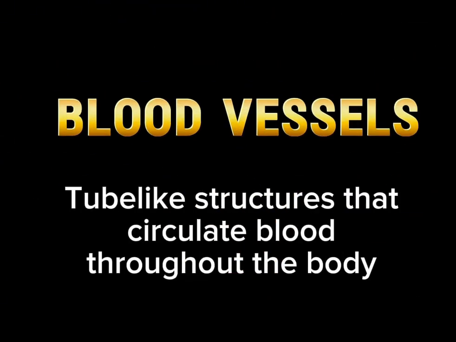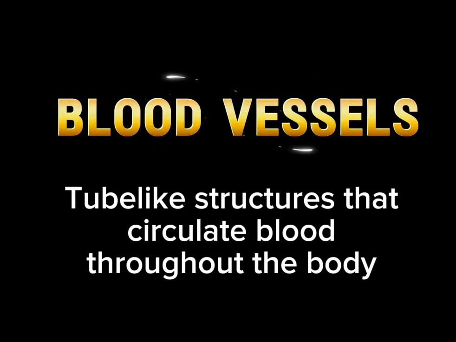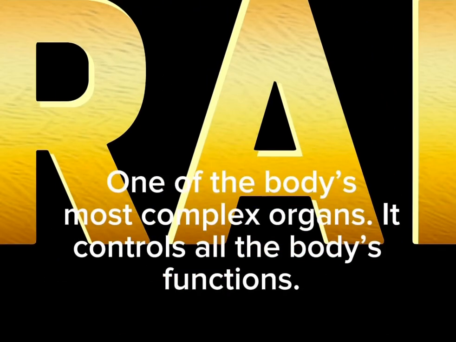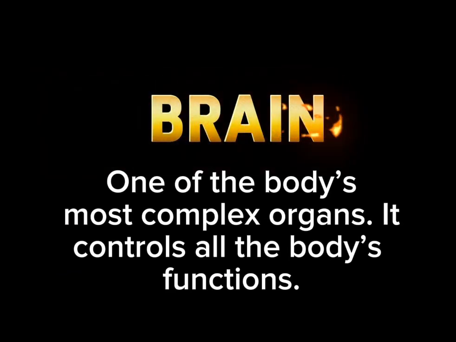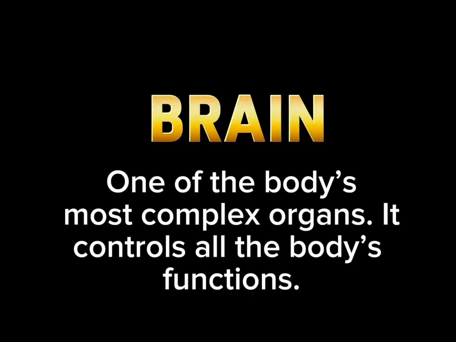Blood vessels, tube-like structures that circulate blood throughout the body, including arteries, arterioles, capillaries, venules, and veins. Body systems, also known as systems, groups of body organs acting together to perform one or more functions. Brain, one of the body's most complex organs that controls all of the body's functions.